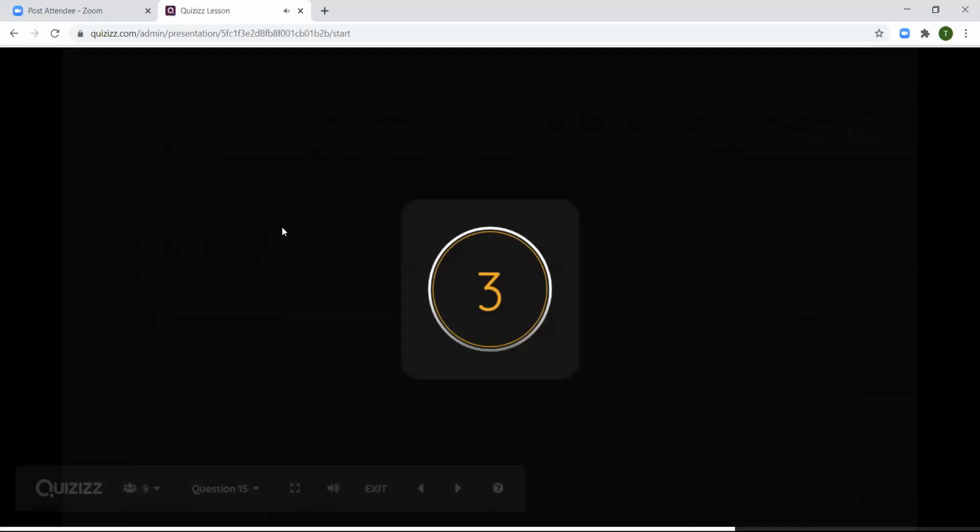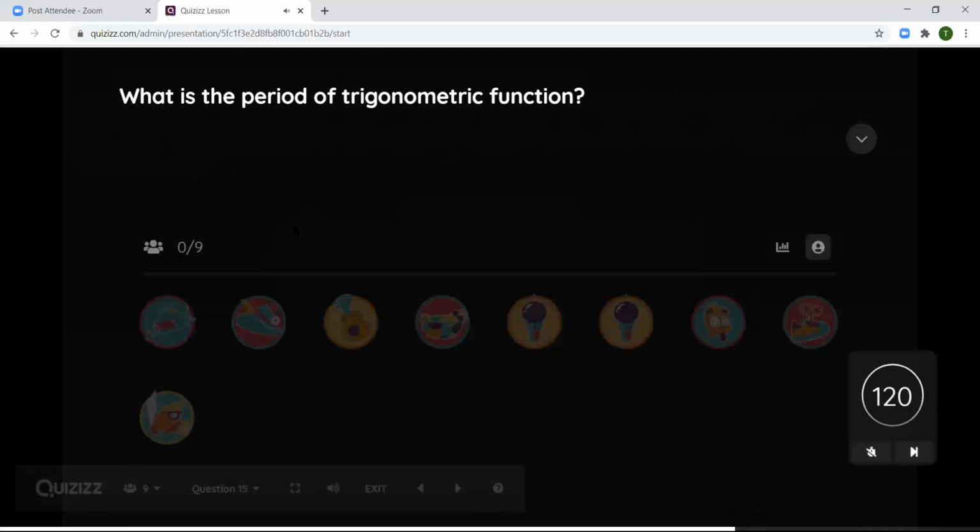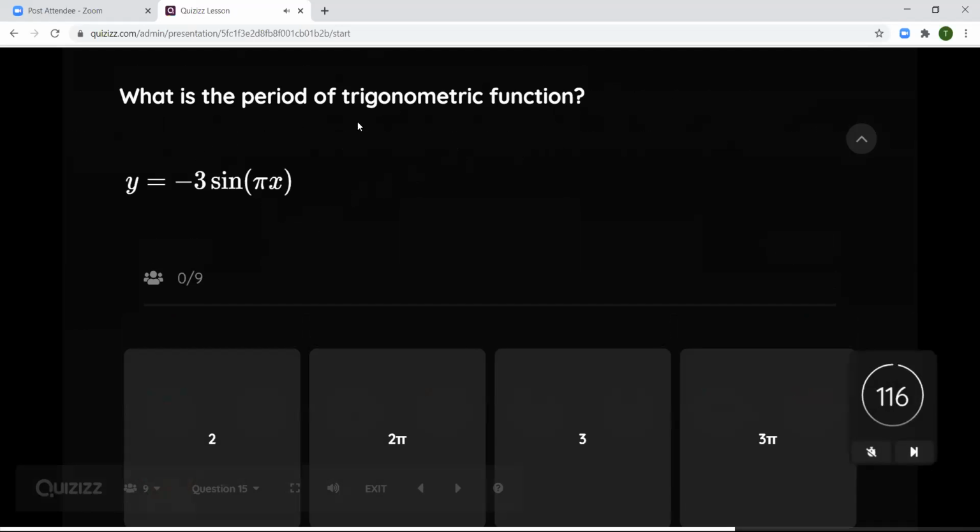Or maybe B was 2, because 360 by 180. Yeah, 360 by 180. So period, again, 360 by whatever is written with pi. So 2 pi divided by pi. I'm giving you the hint: 2 pi divided by whatever is written with x.